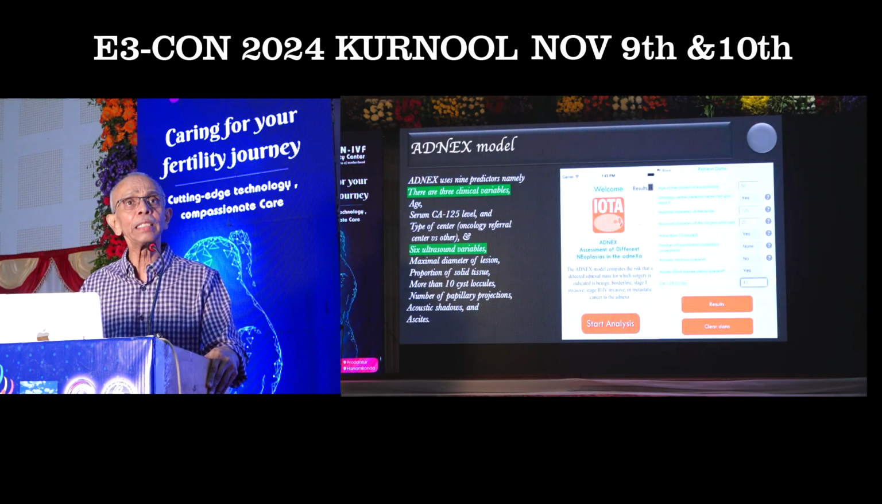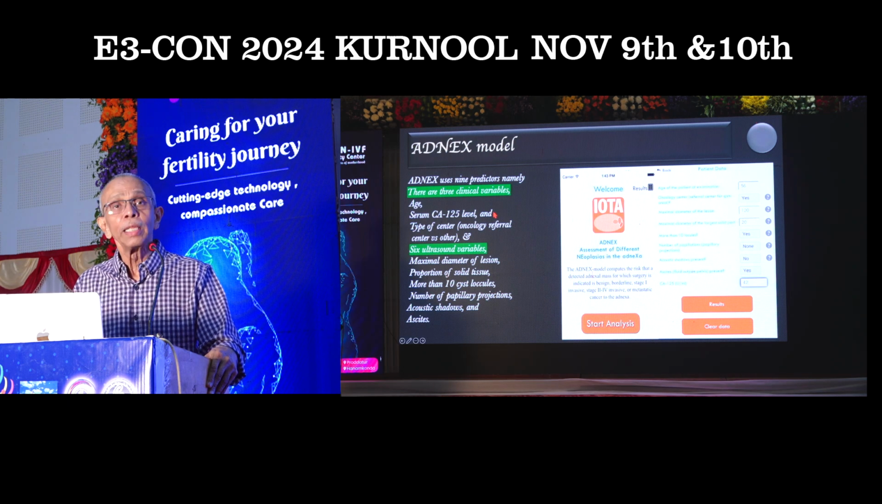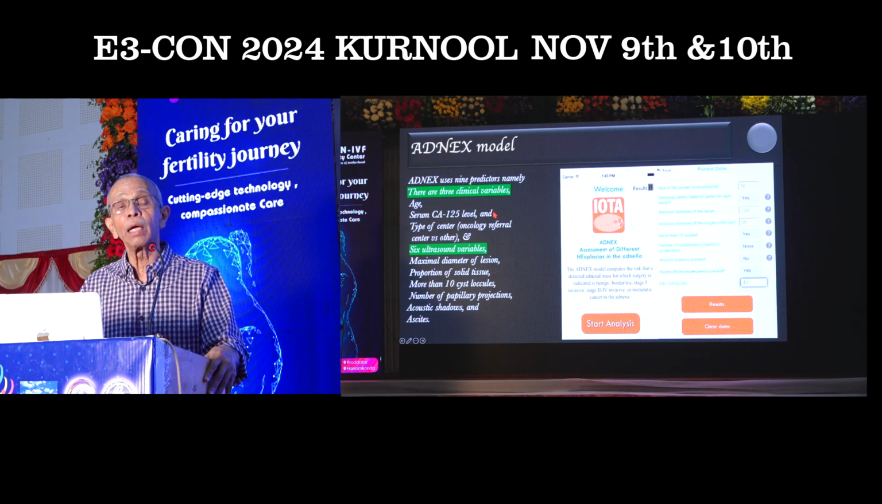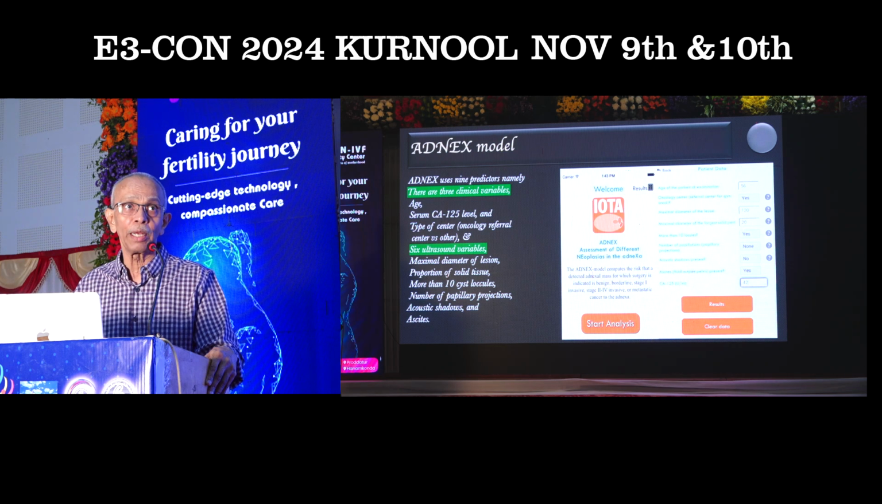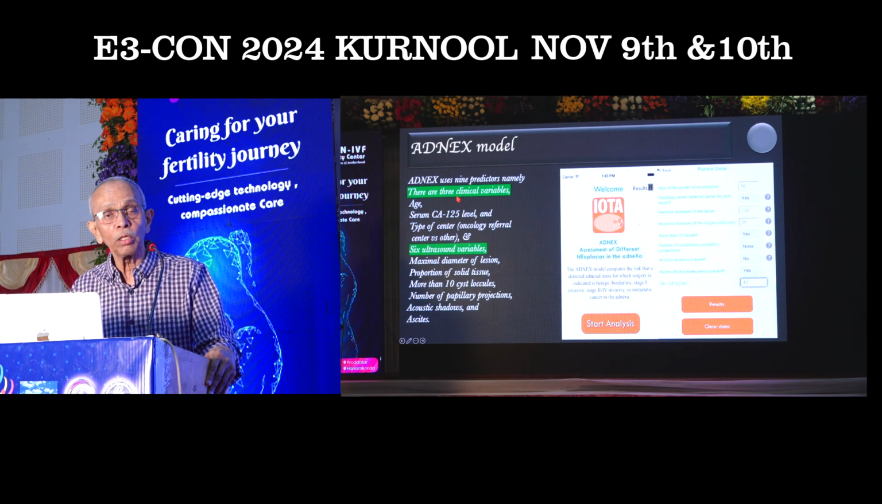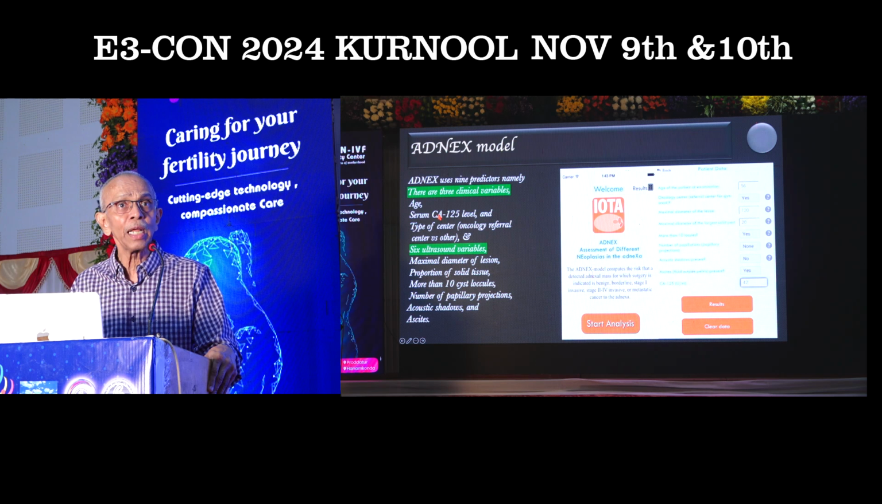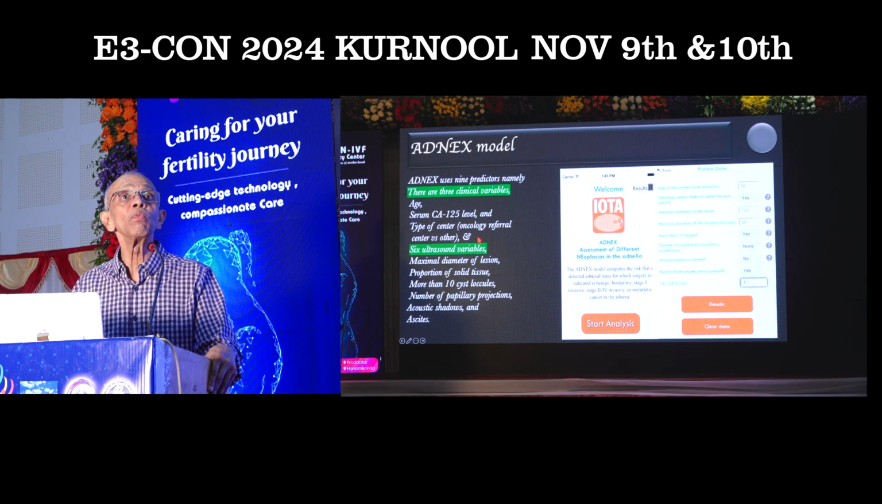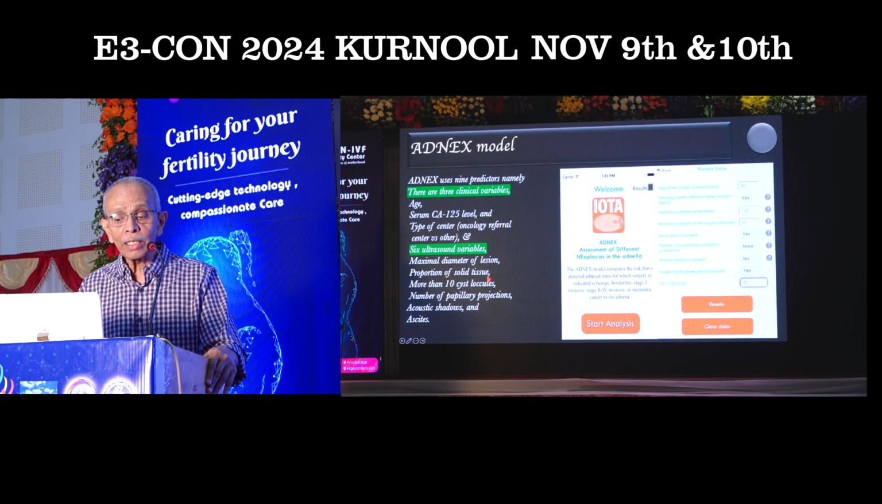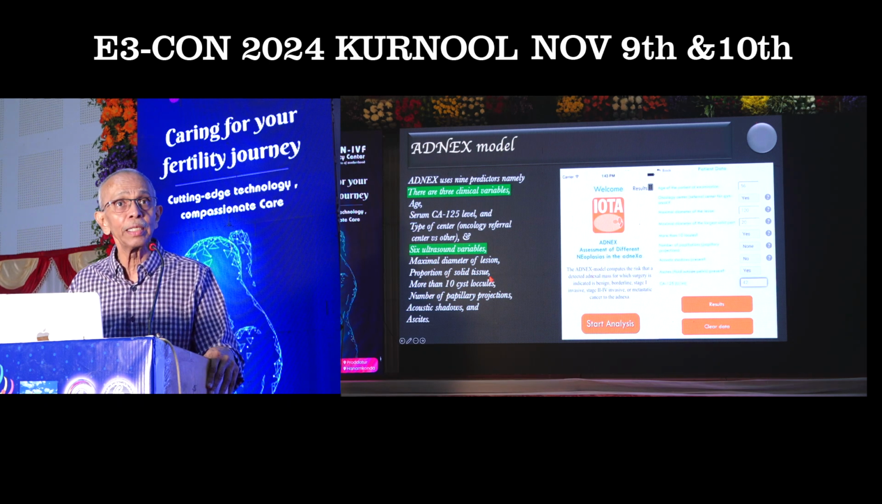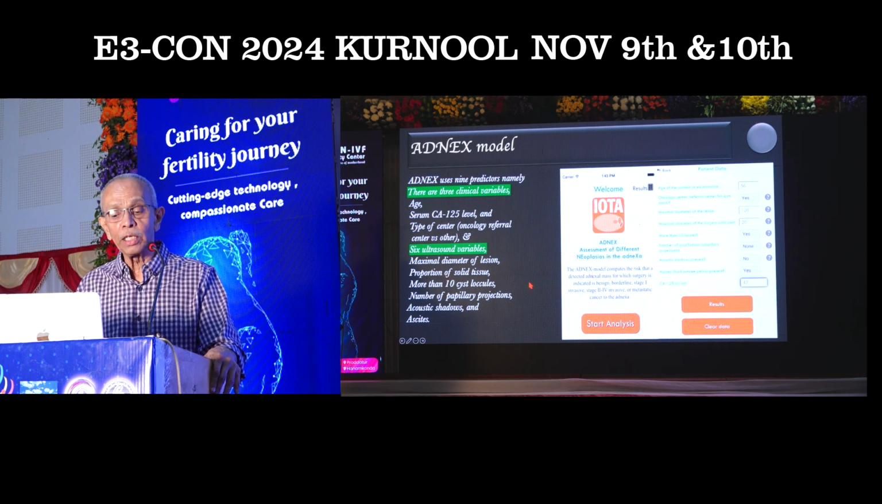Now, this is what exactly the ADNEX model looks like, wherein there are three clinical components and six ultrasound variables. The three clinical components are the age of the patient, whether the CA 125 is done or not, and the third one is the place from where the referral is sent. These are the three components. The six ultrasound components used in evaluating these adnexal masses are maximum diameter of the lesion, proportion of the solid component, more than 10 cystic locules, number of papillary projections, acoustic shadowing, plus or minus, and ascites. So these are the six.